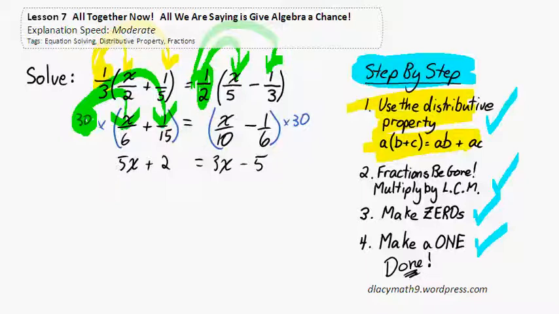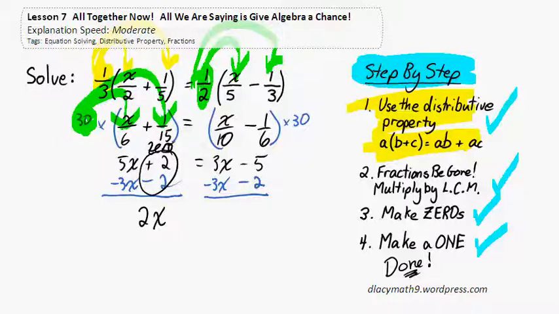If I subtract 2 from both sides, and then if I subtract 3x from both sides as well, I will end up with a much simpler equation. 5x minus 3x is 2x. I've made a 0 here, and so it's gone. And I've also made a 0 there, and it's gone. So 2x is simply equal to negative 7.